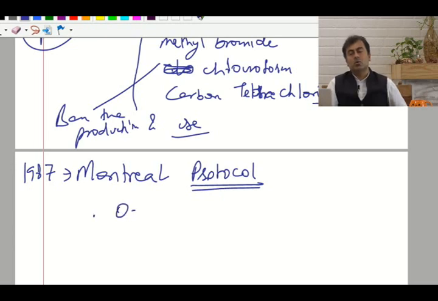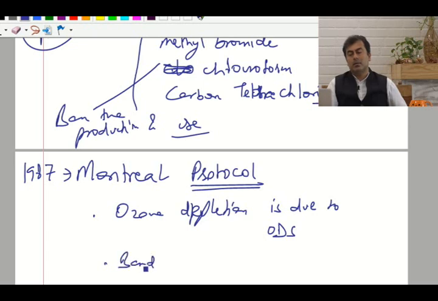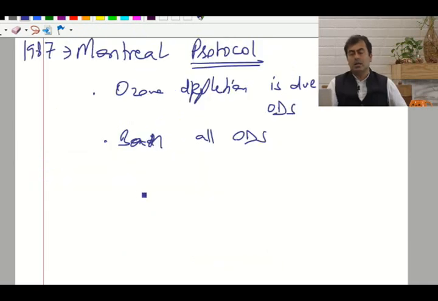What did it say? It was found that ozone depletion is due to ODS. What should we do? Ban all ODS manufacture and use. What are ODS? Chlorofluorocarbon, methyl bromide and so on. We will write and we have written on this. This is the Montreal Protocol.